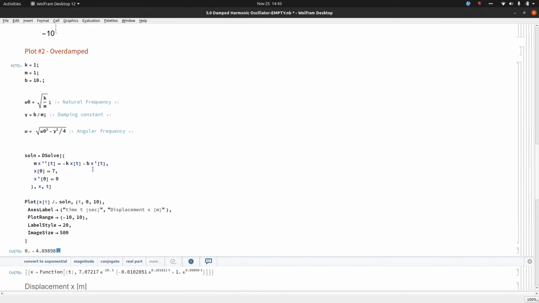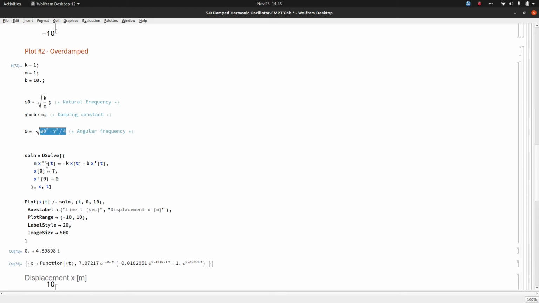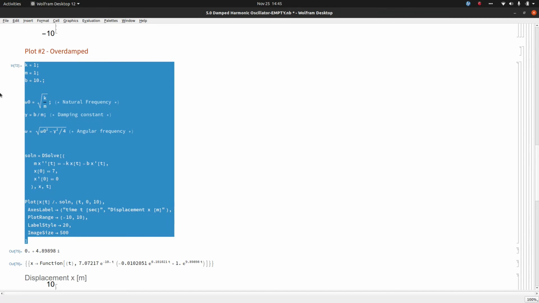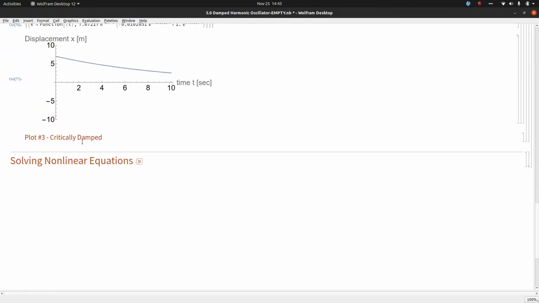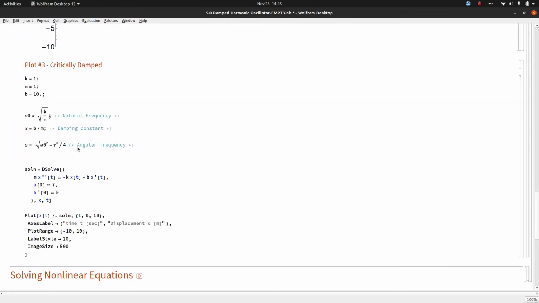But there's an interesting middle case here. So what happens if the angular frequency is exactly equal to 0? So what happens if the omega naught squared and the gamma squared over 4 exactly cancel out? Well, we can test that. That is the case of critical damping.